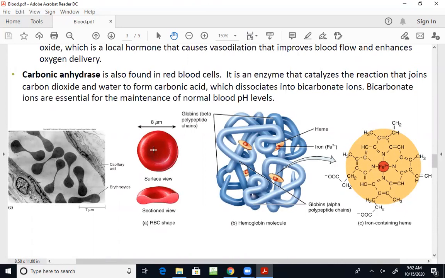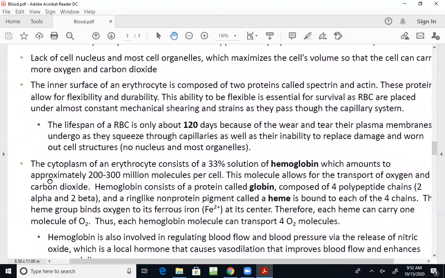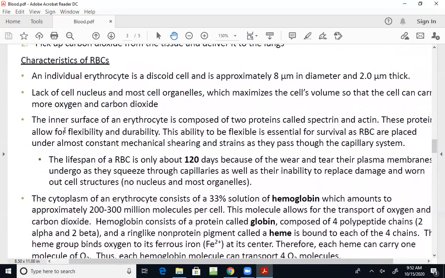They are caved in on both sides, and that's because in their development, they actually eject their nucleus along with most of the other organelles, and this lack of a cell nucleus and most other organelles maximizes its volume internally so that it can carry more of that oxygen and carbon dioxide.